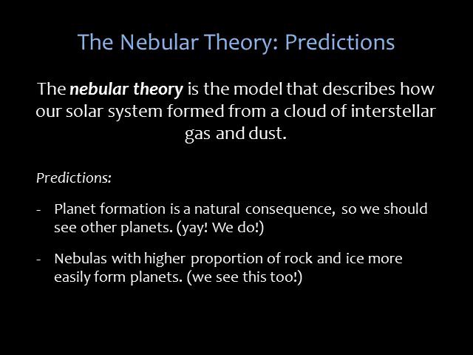The nebular theory is the model that describes how our solar system formed from a large cloud of interstellar gas and dust. In this model, planet formation is a natural consequence of the processes that accompanied the formation of our sun. If this theory is correct, then the same processes should accompany the births of other stars. Therefore, this theory clearly predicts the existence of other planetary systems. This is good because we are definitely seeing other planetary systems.